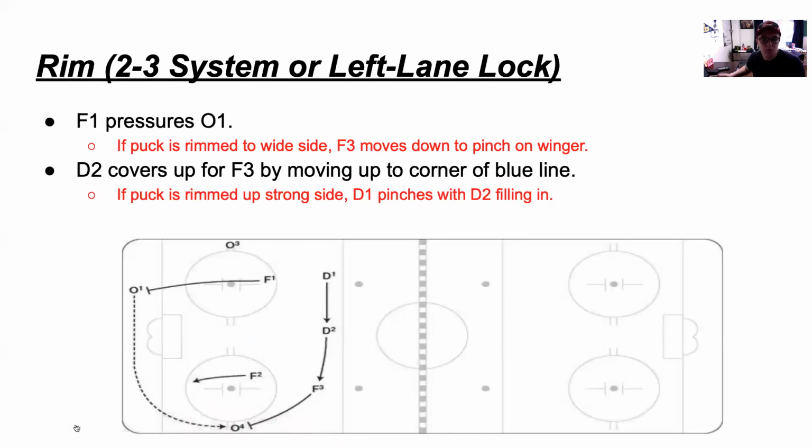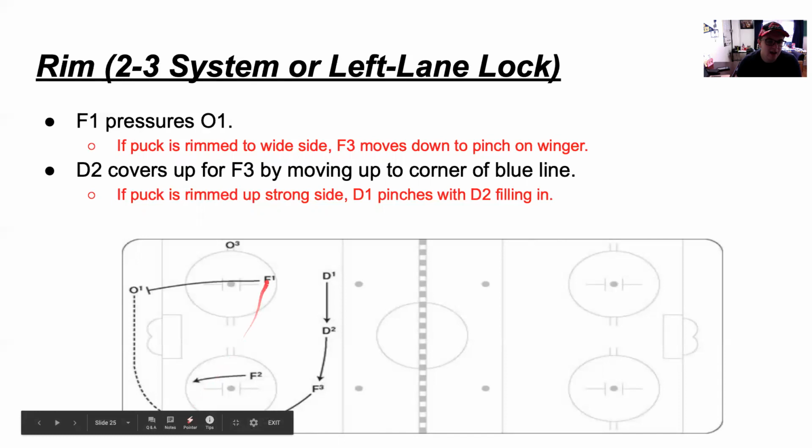Okay, and then we have the rim, which is the 2-3 system, or the left lane for this. So F1 pressures O1, and if the puck is rimmed to the wide side, F3 moves down to pinch on the winger. D2 covers up for F3 by moving up to the corner of the blue line. And if the puck is rimmed up the strong side, D1 pitches with D2 filling in.